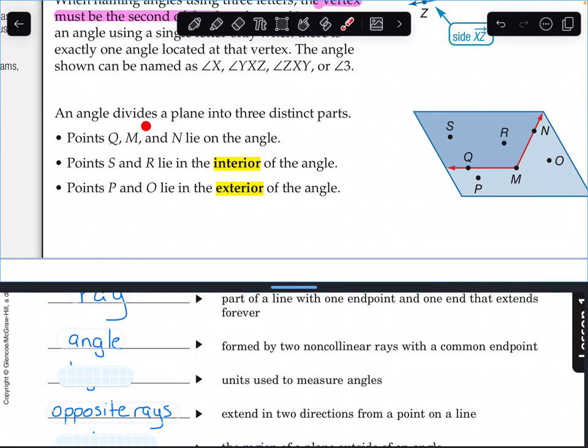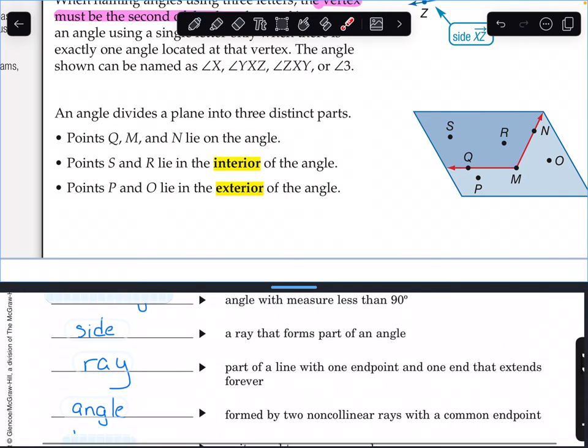An angle divides a plane into 3 distinct parts. Points Q, M, and N lie on the angle. So first part is the angle itself. Points S and R lie in the interior of the angle. S and R are the inside. P and O lie on the exterior of the angle. So we've got interior and exterior. Which one looks most enclosed, as it were? Would be the interior.